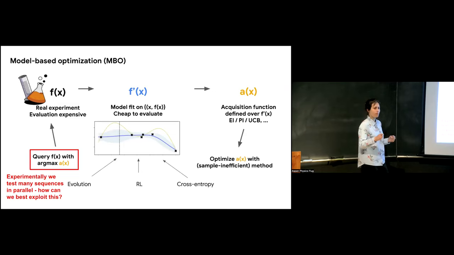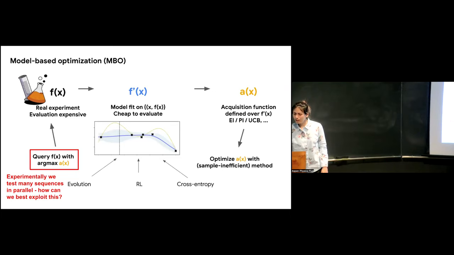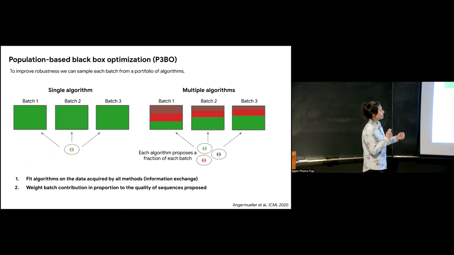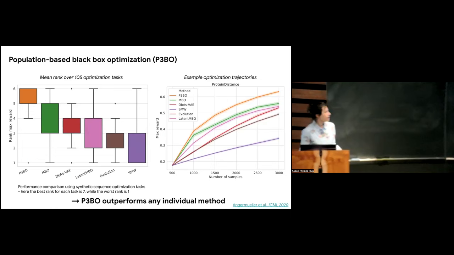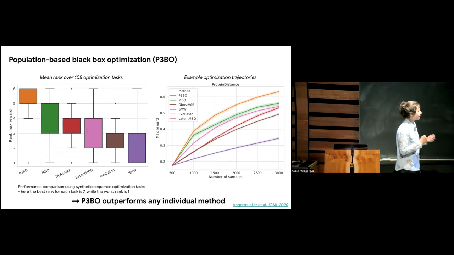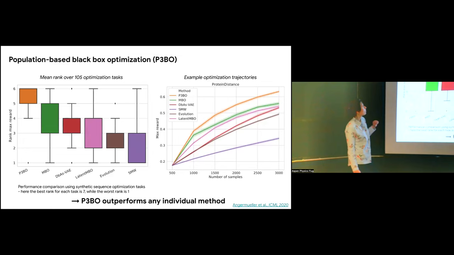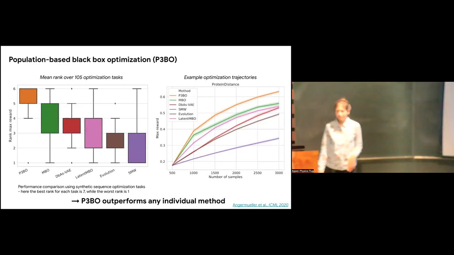But instead, we can also exploit this in some ways. We can exploit it by keeping many different algorithms going, taking a kind of portfolio approach, allocating different proportions of each batch to each algorithm based on how good they are. It turns out that if we're clever and think carefully about this problem, we can do quite a bit better. And in fact, we can improve over our model-based optimization with what we call P3BO, or population-based black box optimization. Here, the large numbers are good. Being ranked sixth is best. And so we pretty much do best by taking advantage of that observation.